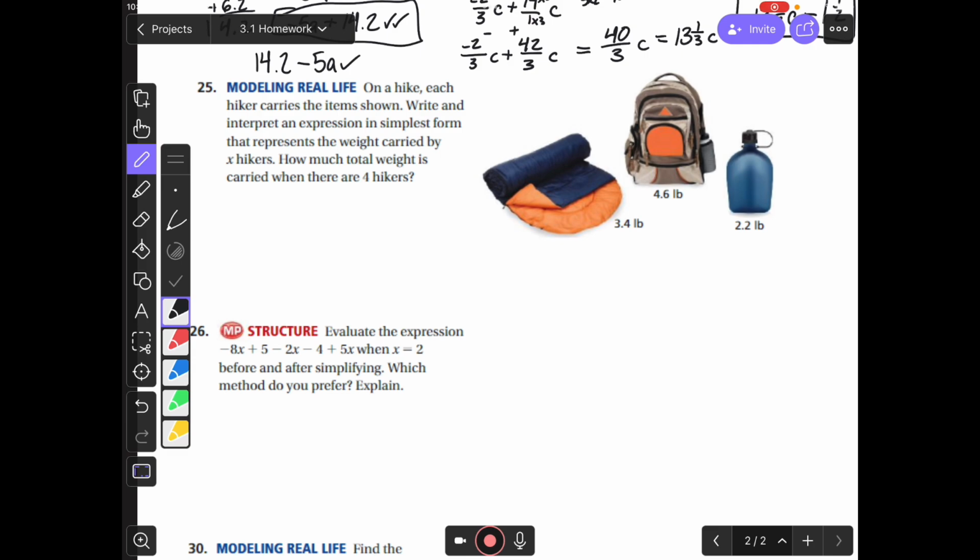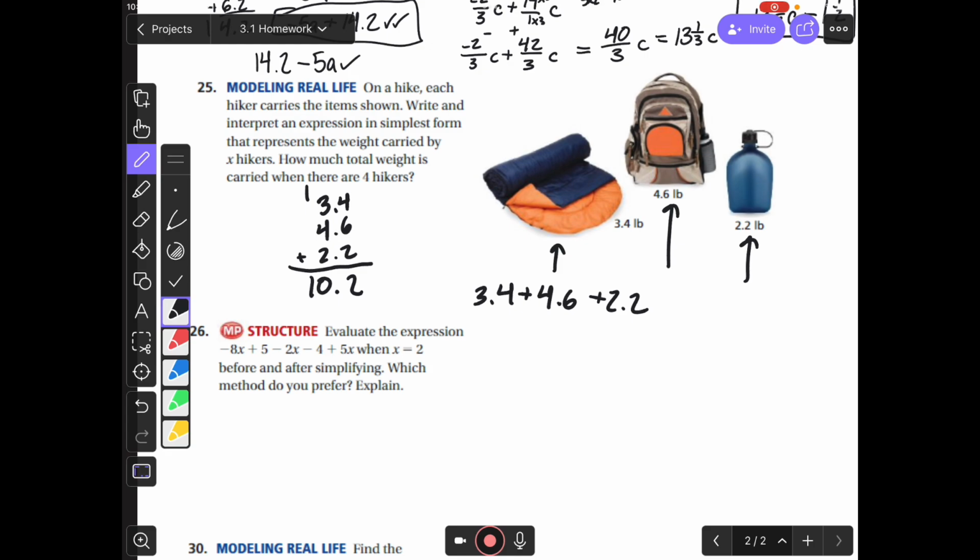So essentially what we want to say is that each hiker is going to get 1 sleeping bag, 1 backpack, and 1 water canteen. So if we want to say how much does 1 hiker carry, well, 3.4 plus 4.6 plus 2.2. That would be the weight that 1 hiker is carrying. So if we do all that adding really quick, 2 plus 6 is 8 plus 4 is 12. 1 plus 2 is 3 plus 3 is 6 plus 4 is 10. Keep your decimal in the right spot. So that is the weight that 1 hiker carries.